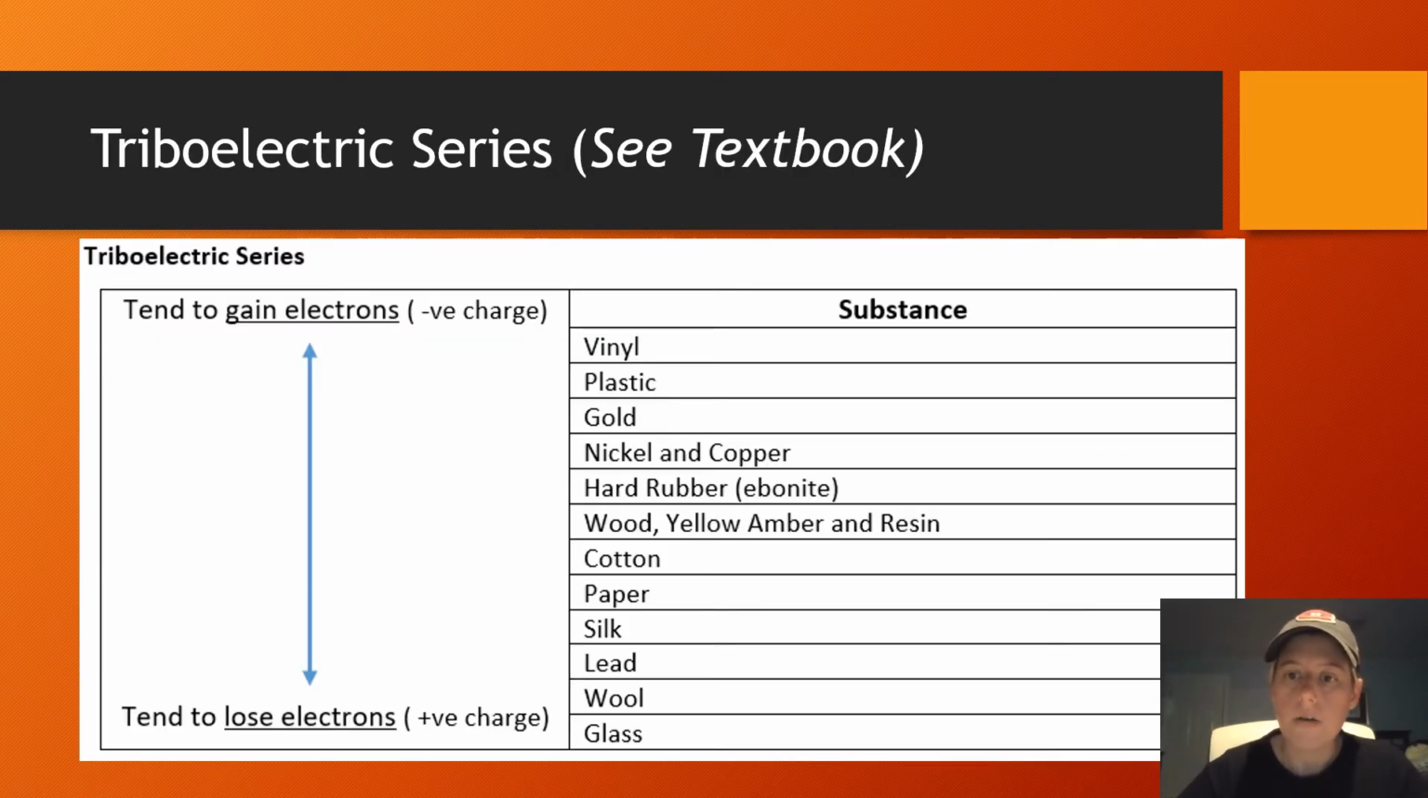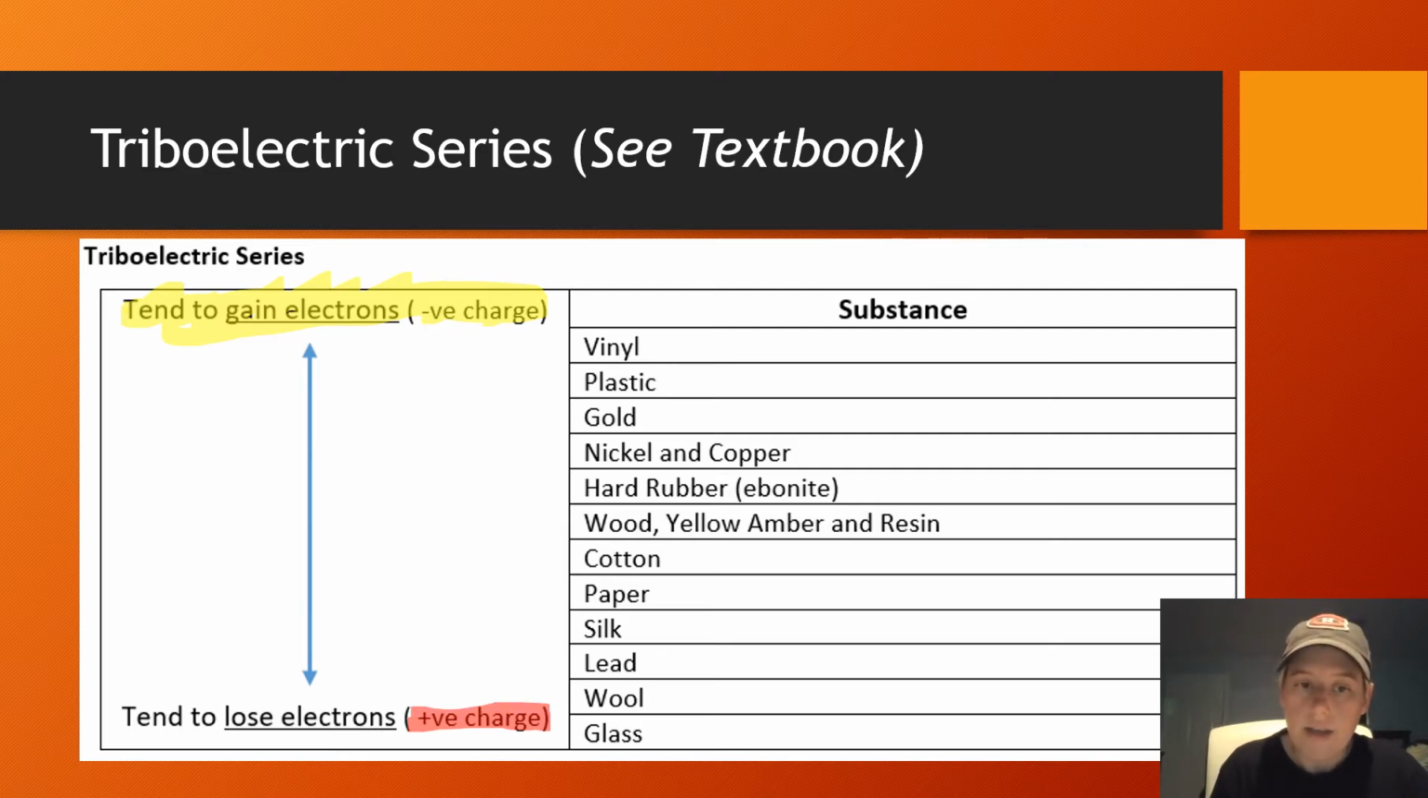So whenever you have a question with the Triboelectric series, you have to be given the chart, right? You're not expected to memorize it. You're going to be given the chart. And what you have to do is be able to read the chart. Now in our Triboelectric series, we'll see that we have one end of the chart where our items are gaining electrons. So that means that they're going to end up with a negative charge. And we have one part of the chart where our items are losing electrons. So they're going to have a positive charge.